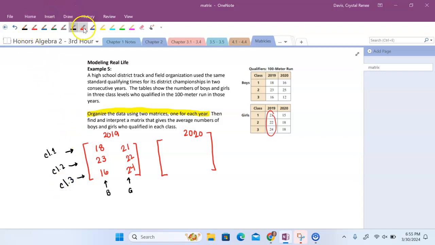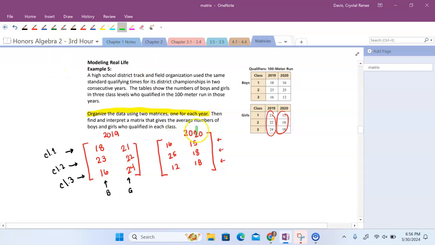If I do 2020, I'm going to do the same thing. So boys first: 16, 25, and 12. And then girls are 15, 18, and 18. And once again, first column is boys, second column is girls, class 1, class 2, and class 3. All right, so I've done what's highlighted.